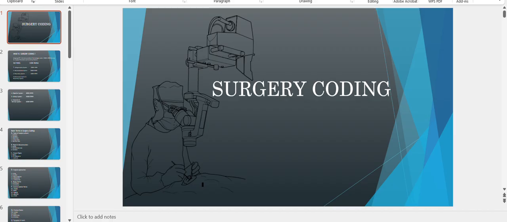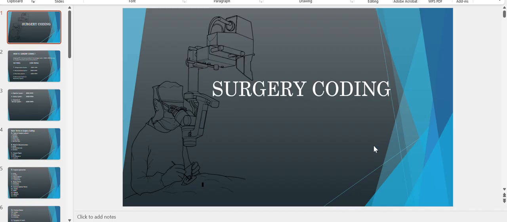From today onwards, I will be starting a complete surgery training series. I am a CPC Certified Medical Coder, and in this series, we will cover surgical procedures step by step, including the anatomy, technique, and coding guidance. This will be very helpful for students and professionals. Let's begin. So, what do you mean by surgery coding?